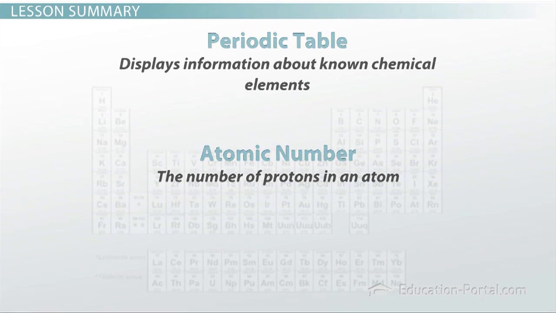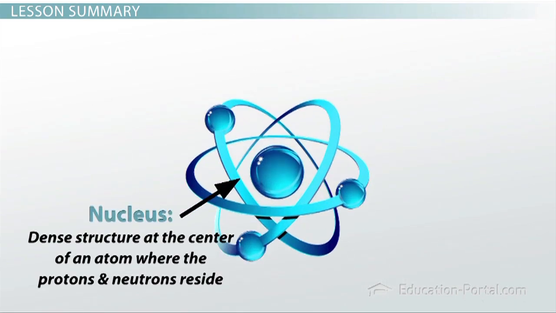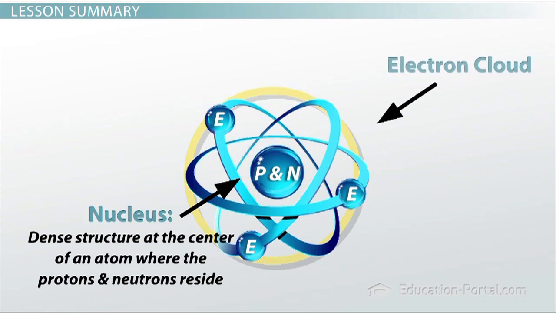And finally, as far as the organization of an atom is concerned, the protons and the neutrons make up a dense structure in the middle of the atom known as a nucleus, with the electrons circling around that nucleus in something called an electron cloud.